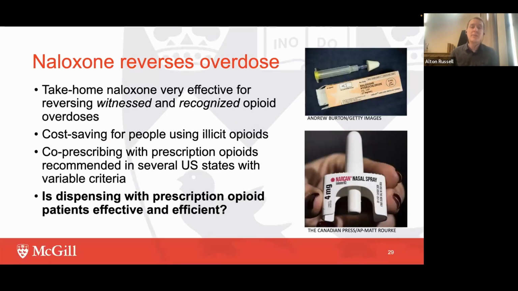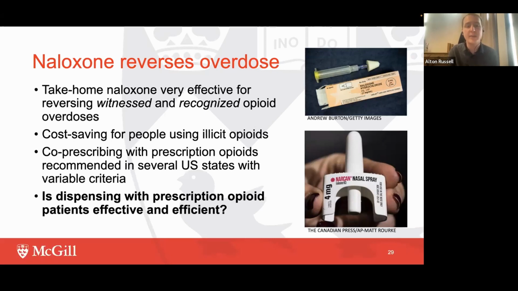So naloxone, more commonly known by Narcan, which is the brand name of the nasal spray form of it, is a drug that reverses opioid overdoses. Take-home naloxone is very effective for reversing an overdose when it's witnessed and recognized. In most cases someone else has to administer the naloxone to the person overdosing. So there has to be another person there. They have to know where the naloxone is and how to use it. But when it's used, it is very close to 100% effective at reversing overdose.